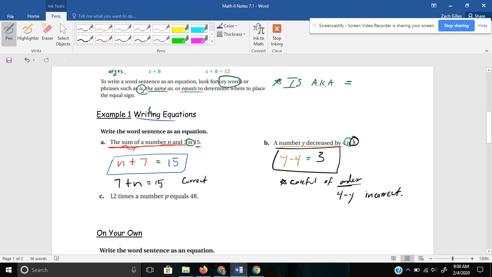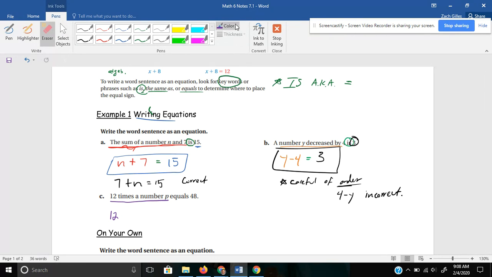All right, lastly, letter C. It says 12 times a number p. Okay, I see a lot of students do this. 12 times p. Remember, now that we're in algebra, we don't really like to put the multiplication sign all that often because it looks like x, right? When we're using letters, it looks like 12xp. Well, that kind of looks like a variable.